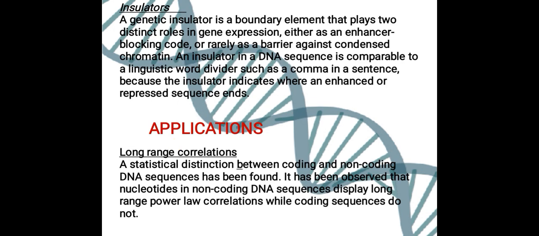Insulators. A genetic insulator is a boundary element that plays two distinct roles in gene expression, either as an enhancer-blocking code, or rarely as a barrier against condensed chromatin. An insulator in a DNA sequence is comparable to a linguistic word divider such as a comma in a sentence, because the insulator indicates where an enhanced or repressed sequence ends. That is insulator.